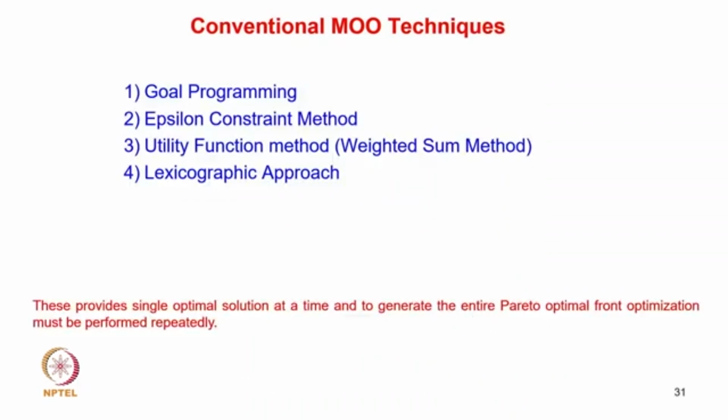So you can see that typically goal programming, the epsilon constraint method, the utility function method, and the lexicographic approach are used for solving multi-objective optimization in a conventional way. So these are the conventional multi-objective optimization methods.